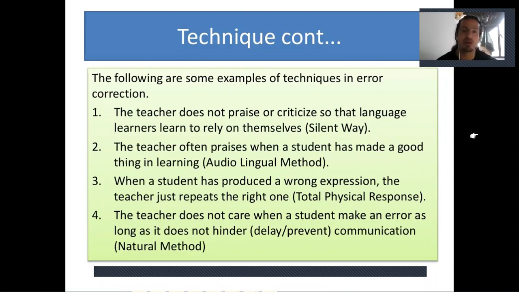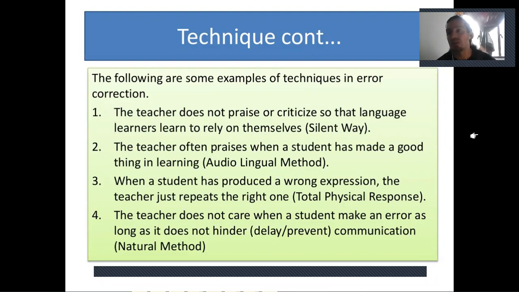But interruption could be, for example, total physical response. And let's say, for example, give me the apple. The teacher says, no, it's not giving me the apple. It's give me the apple. Repeat, give me the apple. The other one says, give me the apple, give me the apple. So that is going to be the way in which the correction is going to be done here, right?